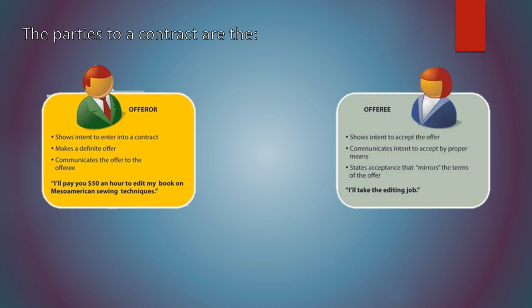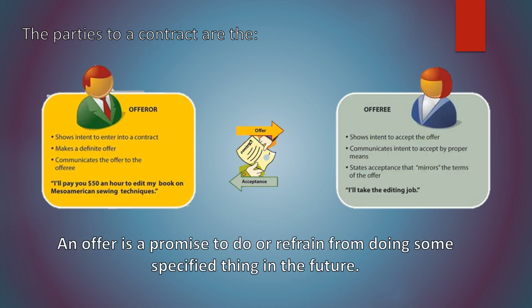The second party, as I just said, is the offeree, who shows intent to accept the offer, communicates acceptance by proper means to the offeror, and states that acceptance mirrors the terms of the offer. Now, this is how it goes. The offer initiates, the offeree receives. An offer is a promise to do or refrain from doing some specified thing now or in the future.